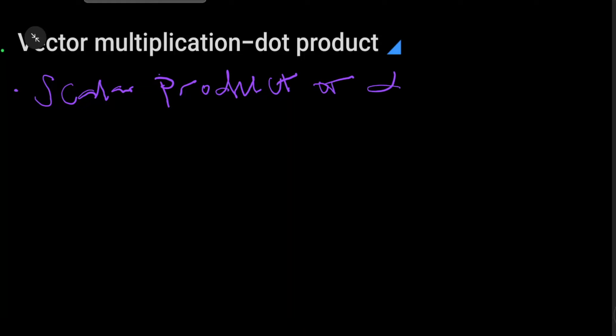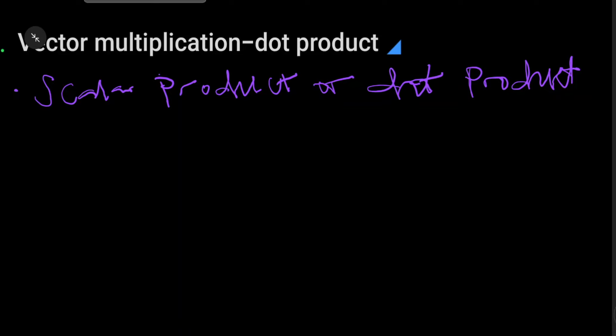In this video, we're going to be looking at vector multiplication dot product, where we'll be discussing the scalar product, or the other word that can be used for this, the dot product. So this can be defined as a product of the magnitude of the two vectors and the cosine of the angle between them. Let me show what I mean by that.